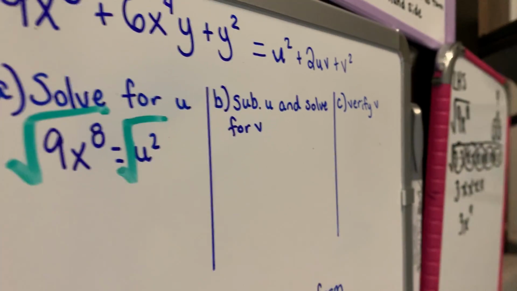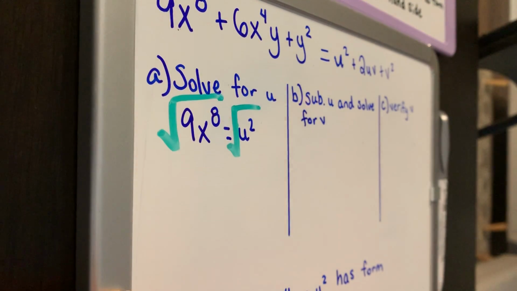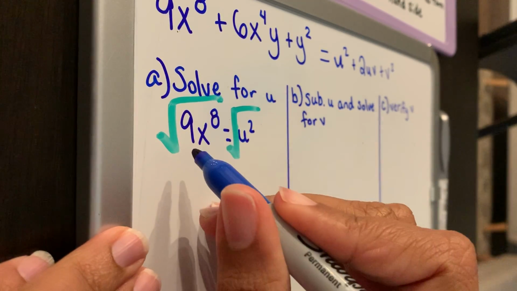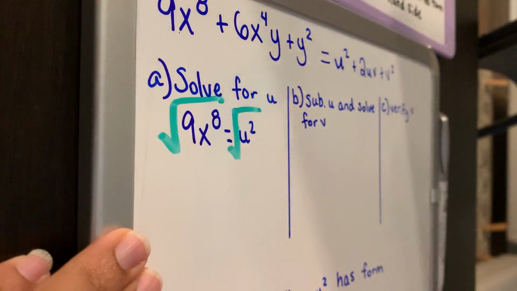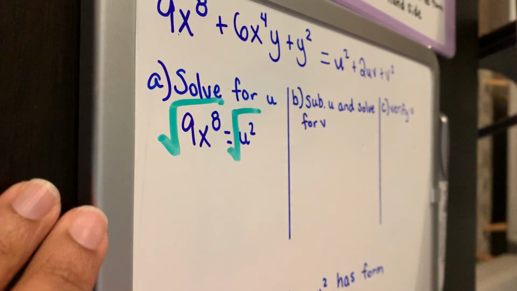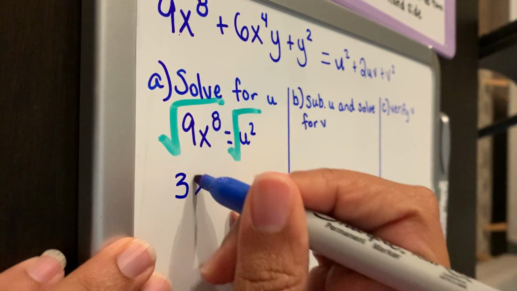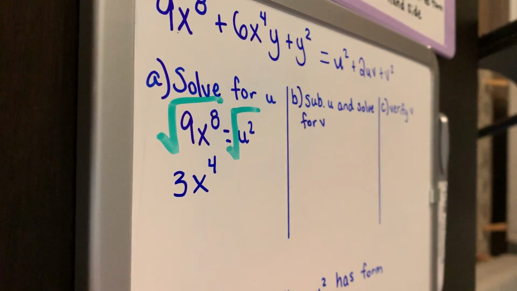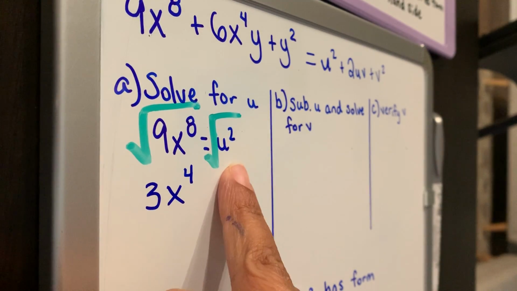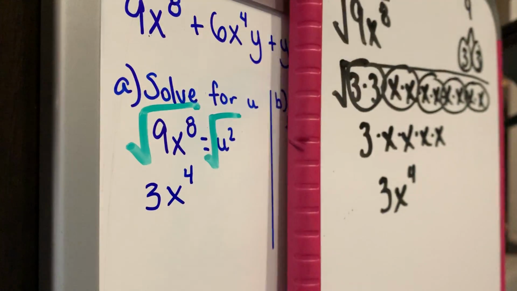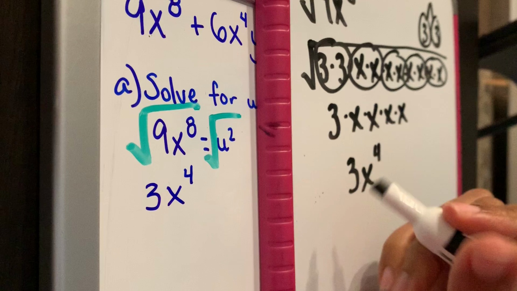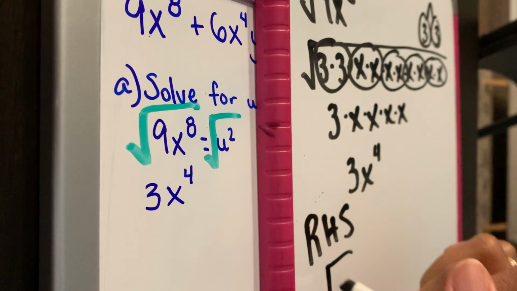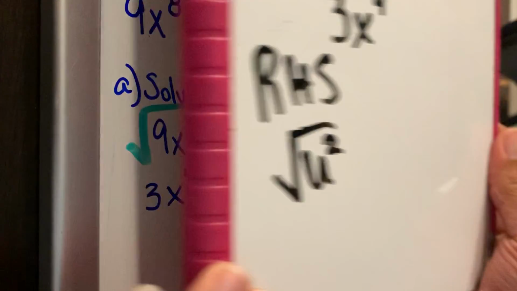So that's the left-hand side. Once again, he assumes you know this when you're watching the video, that when you take the square root of 9x to the 8th power, you're going to get 3x to the 4th, which is what we just found. So 3x to the 4th goes here. Now for the right-hand side. On the right-hand side, we have the square root of u squared, and that's what we're going to work on now.